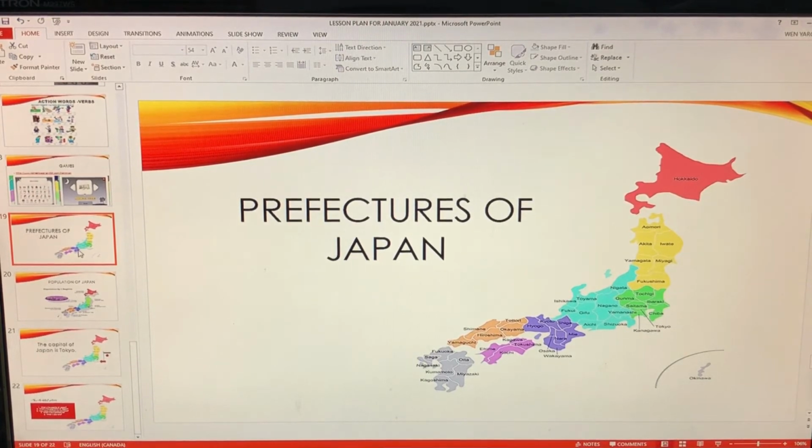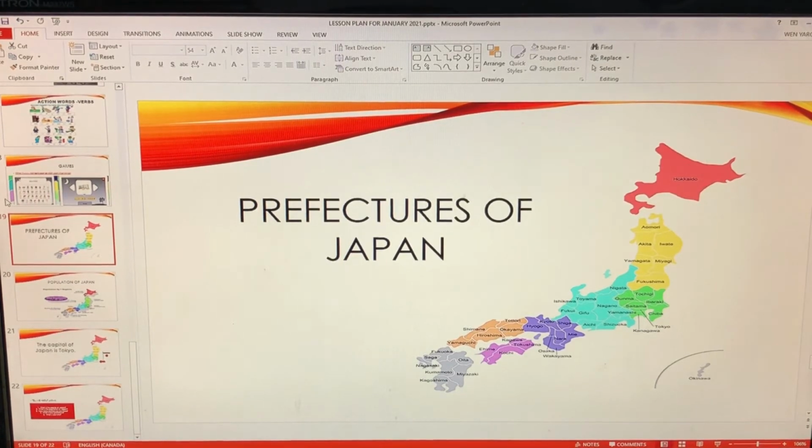I said, a prefecture is ken. Prefecture wa Nihon no ken desu. A prefecture is ken. Ken wa prefecture desu. Nihon no ken wa Japanese prefectures. Then I asked, how many prefectures are there? I wrote that on the board. How many prefectures are there? They should know what how many means.